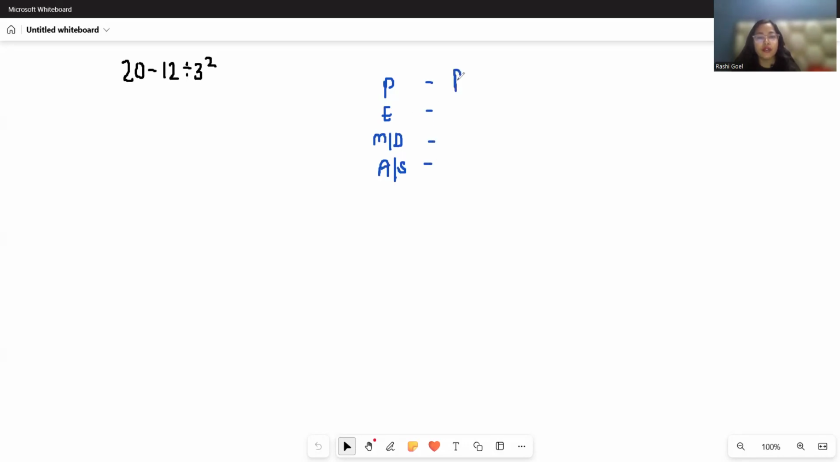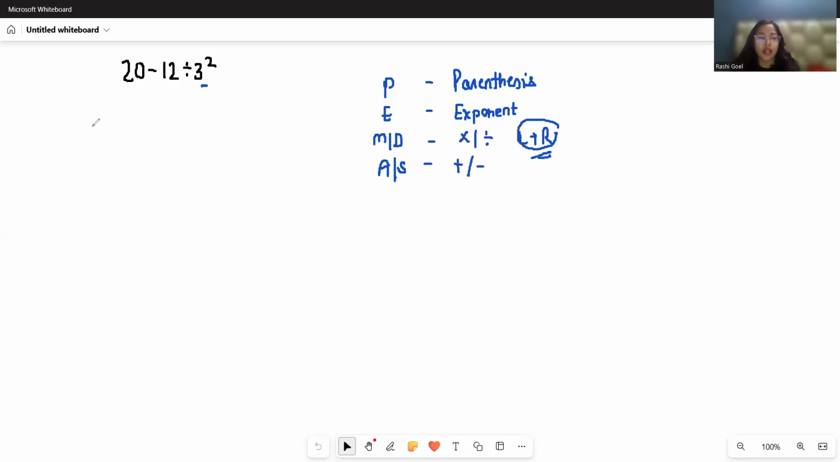So first we have to solve the parenthesis if given. There is no bracket, no parenthesis given. Then exponent. Yes, the power is given. Then multiplication and division both have the same priority, but we have to solve it from left to right. Do not skip this step, otherwise you will reach the wrong answer.